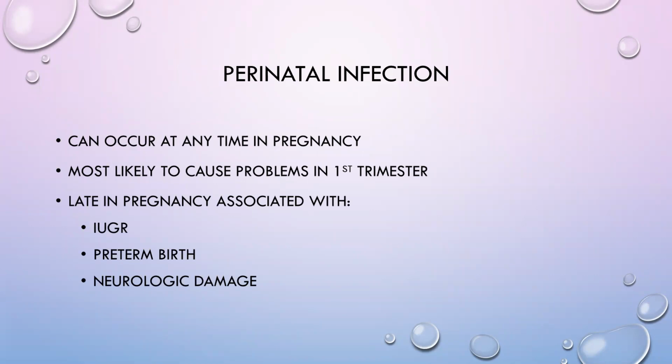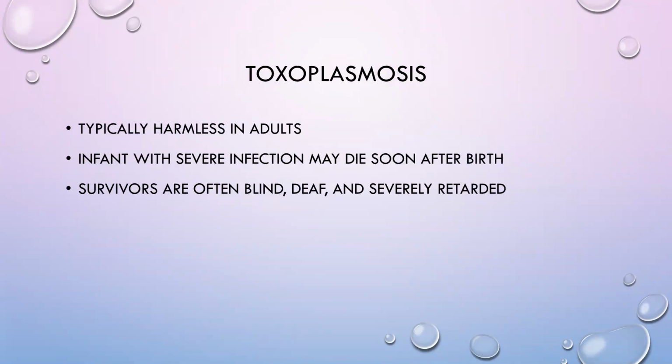Prenatal infection can occur anytime. It can lead to intrauterine growth restriction, preterm birth, and neurological damage in the fetus. Toxoplasmosis, again, can cause severe infection in the infant that can lead to death. Survivors are often blind, deaf, or severely retarded.